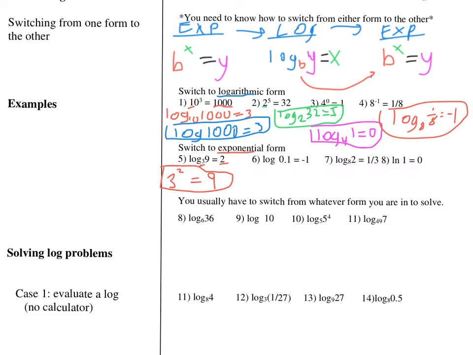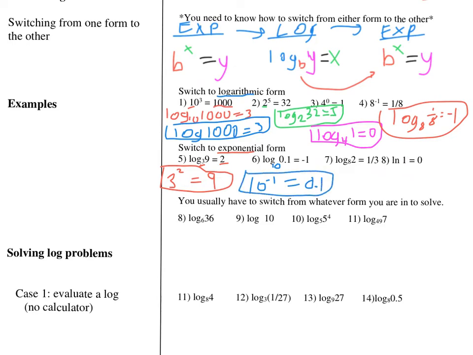All right, next one, number 6 here. If you want to pause and go ahead, you can do that. All right, and so number 6, there's no base written, and whenever there's no base written, it is always assumed that it is a base 10. That was the common logarithm that we talked about at the beginning. So when I switch this to the exponential form, the base of my exponent is going to be 10. And then the new partner is going to be -1. And then that is going to equal 0.1.